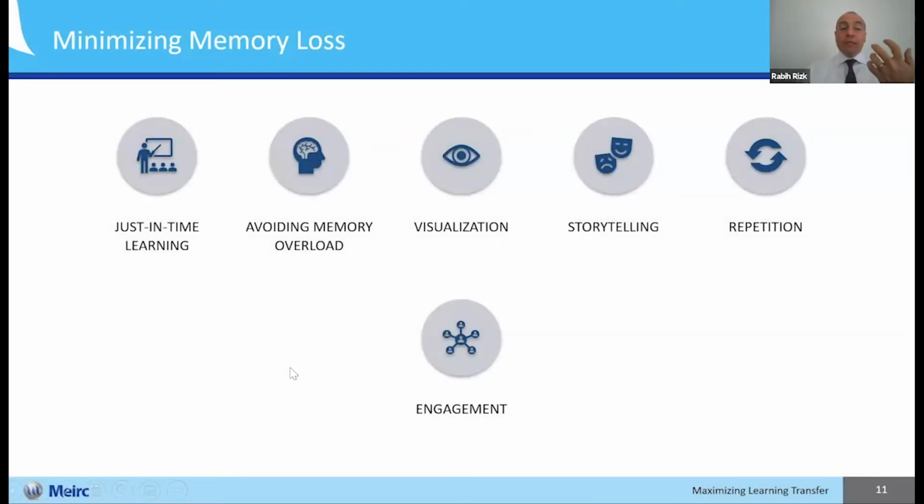How can we address that? To start addressing the memory loss, I would suggest 6 strategies to begin with. Mostly, those strategies will apply in the planning of training and the design of the training itself. If I would like to retain information, I would love to do just-in-time learning.